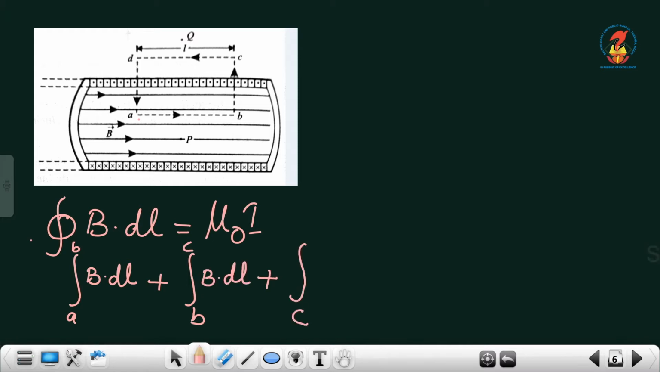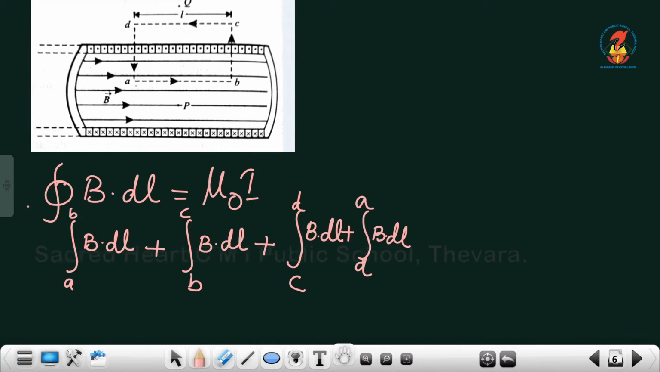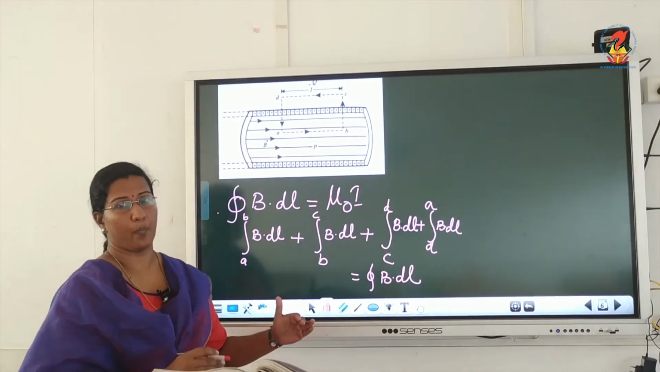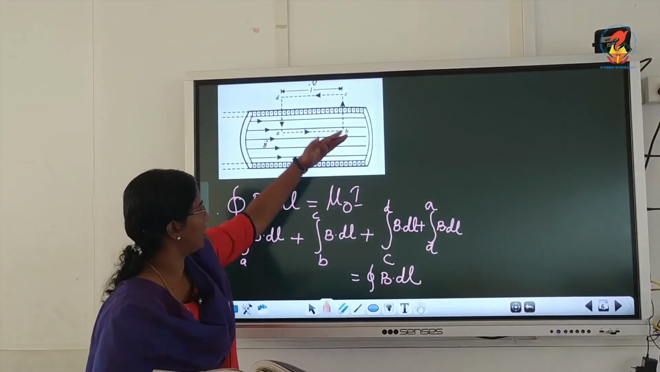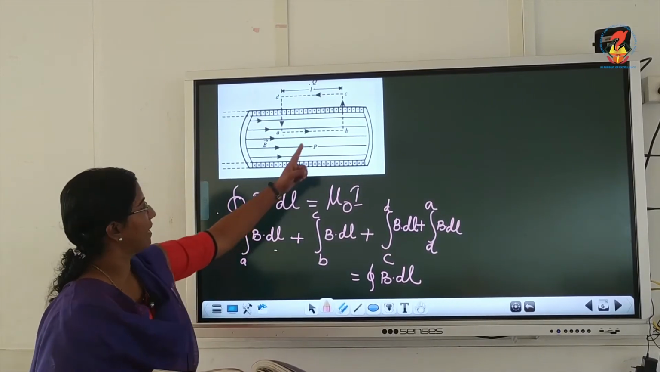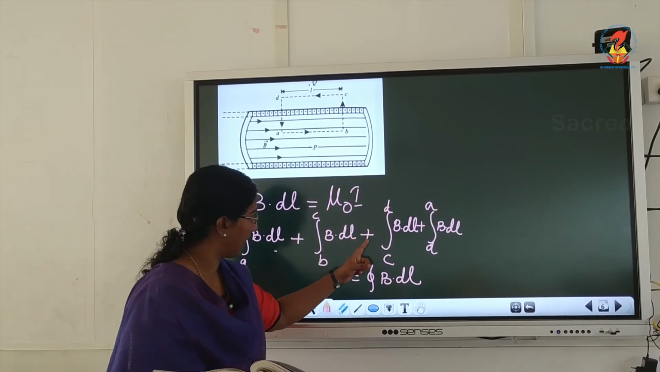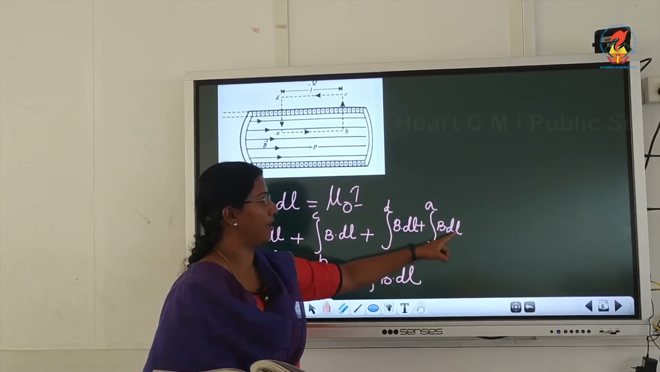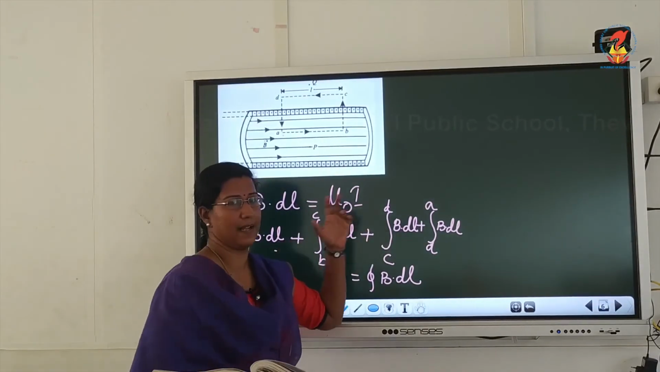So, integral from C to D, B dot dl, plus, again coming down, integral from D to A, B dot dl, is equal to the integral of the closed loop B dot dl, which means I have separated my closed loop into 4 parts: integral from A to B, B dot dl, plus integral from B to C, B dot dl, plus integral from C to D, B dot dl, plus integral from D to A, B dot dl. We are going to find out the value for each case and substitute.